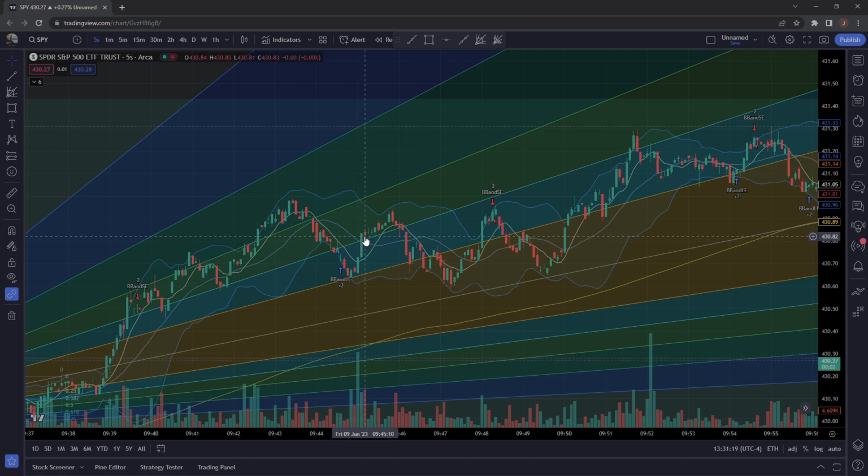The exit signal wasn't very clear, except for you had a couple dojis here, and price continued to crawl along that fib line. You certainly could have held on for an extension on that, but I probably would have taken it right off of this bar here and been done with that.